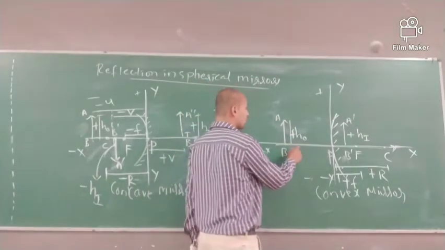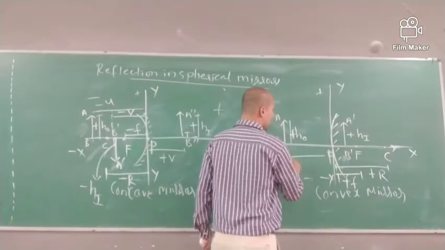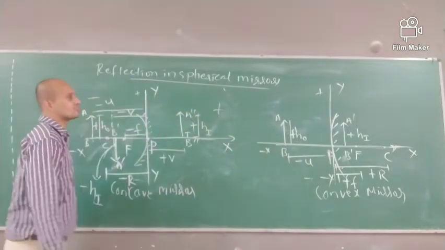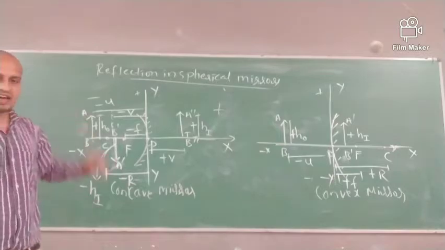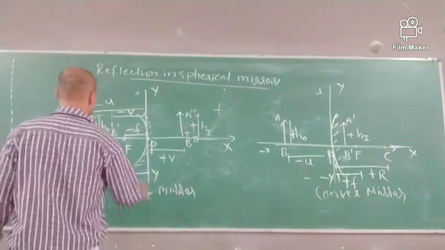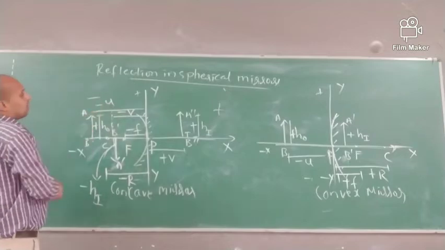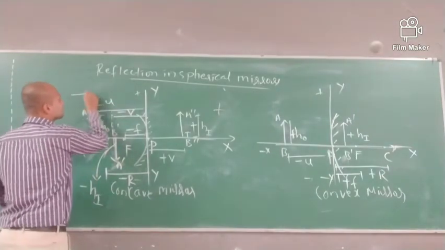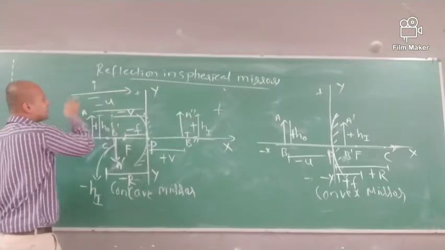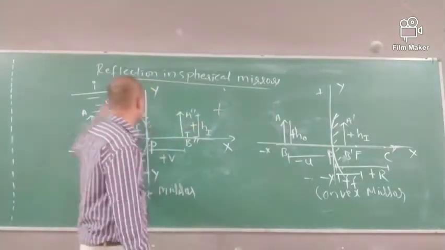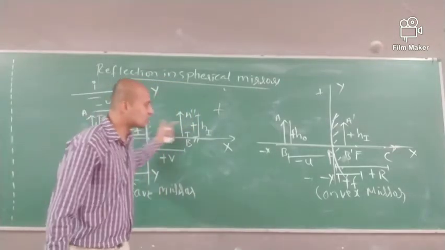Then we have the object distance. Object distance is negative because I am measuring towards the negative side. This is the sign convention which I am putting. First point: in whichever direction the light is entering, that direction side will be positive. See, I am considering this direction, so this side is positive.